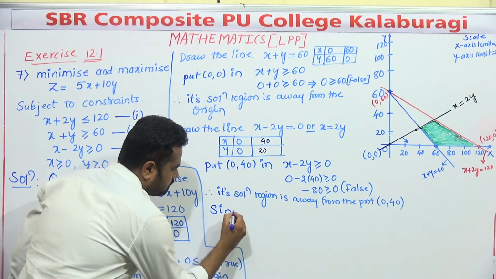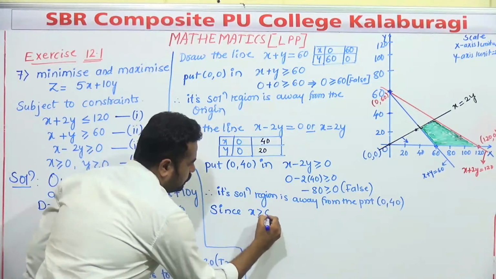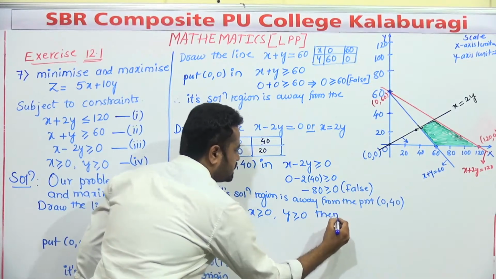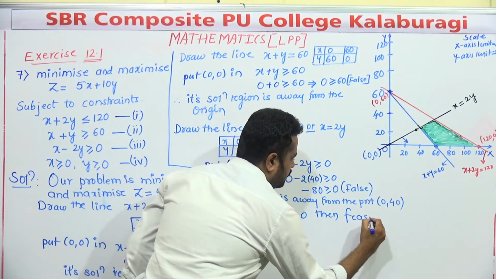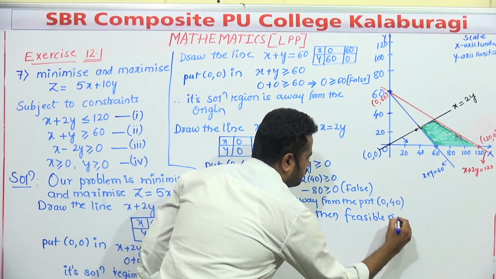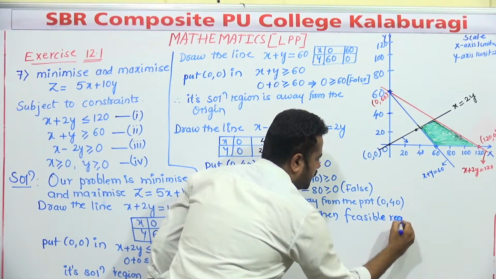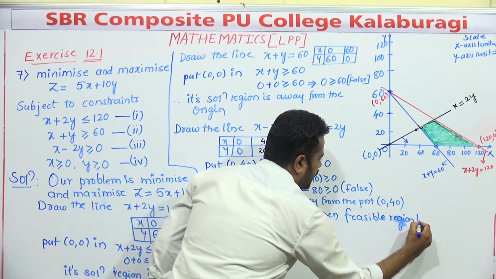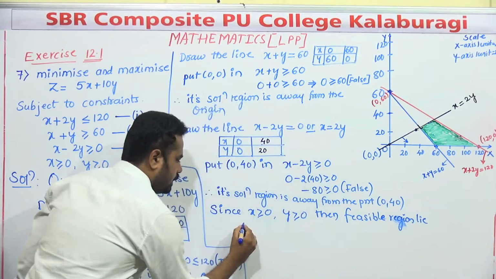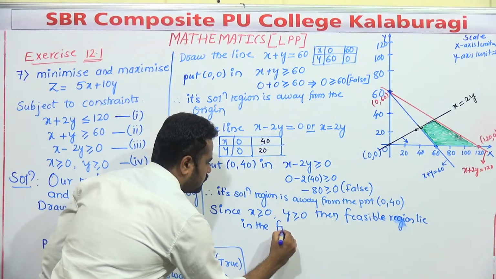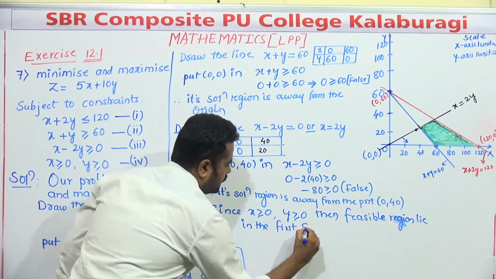The fourth constraint is right here. Since x greater than 0, y greater than 0, the feasible region lies in the first quadrant.